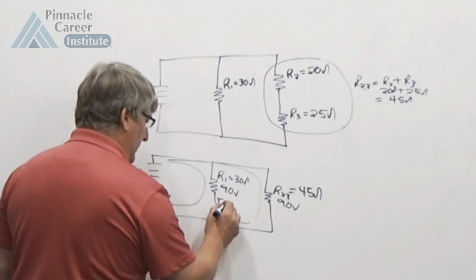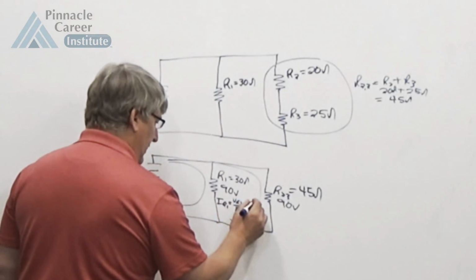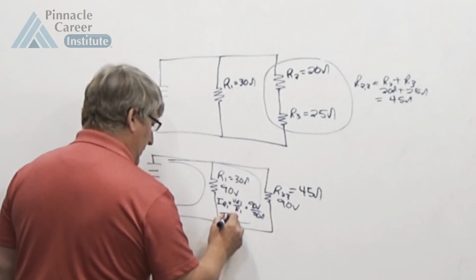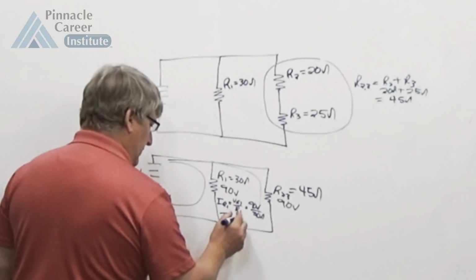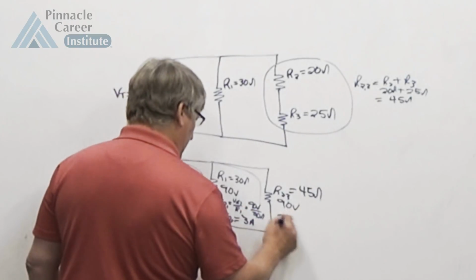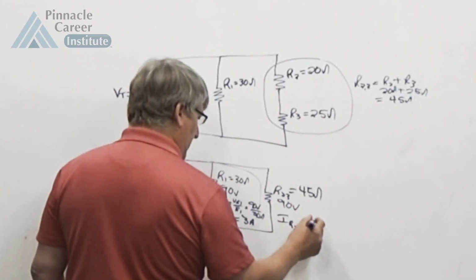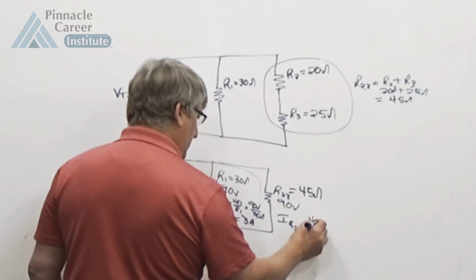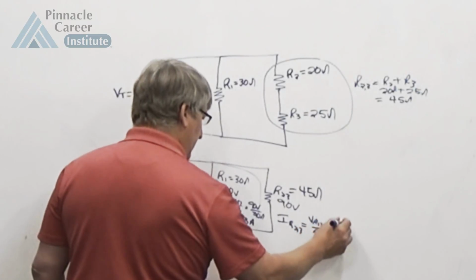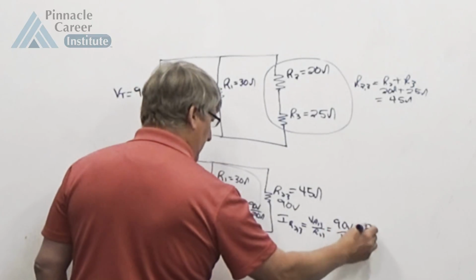So IR1 equals VR1 over R1. In this case, it's 90 volts divided by 30 ohms. So IR1 is equal to 3 amps. And IR23 is equal to VR23 over R23. And that's 90 volts divided by 45 ohms. And that's 2 amps.